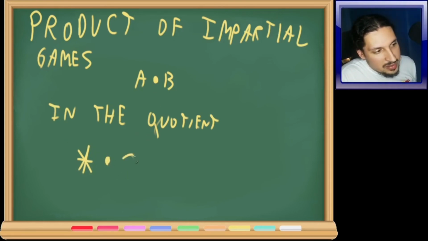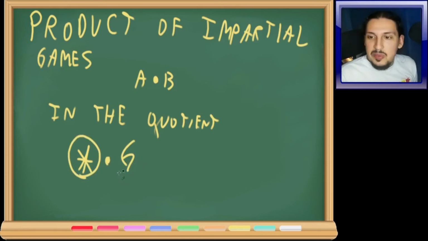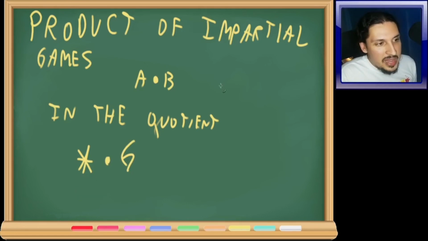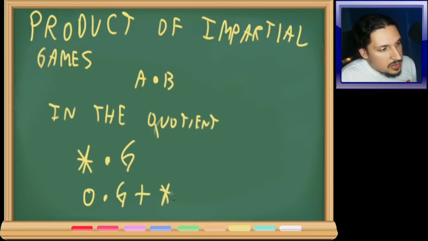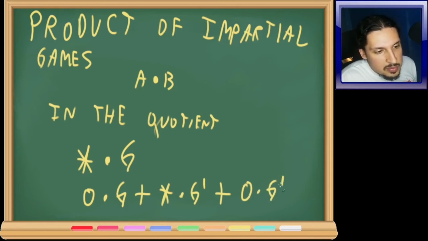If you make star times G, then what are your options? Well, star has a single option, so you have to choose option 0. Star is the game that can only move to 0. From the heap of one stone, you can just move to 0, no other option. And from G, you can choose any. So our sum will be like 0 times G plus star times G prime for the option, plus what else? Oh, both options, plus 0 times G prime.